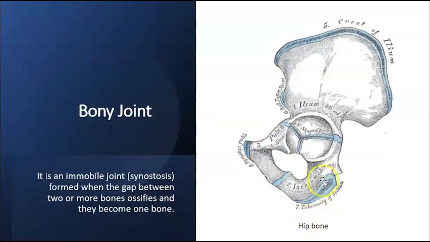This is the ilium, ischium, and pubis. So when we are developing inside mom's uterus, we have these three bones. Eventually these three bones fuse and you get only one bone.